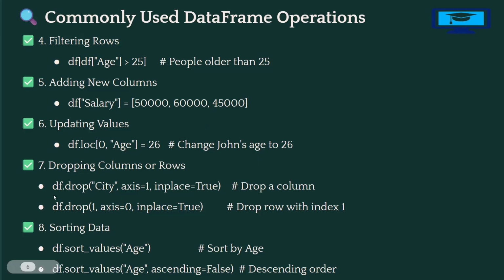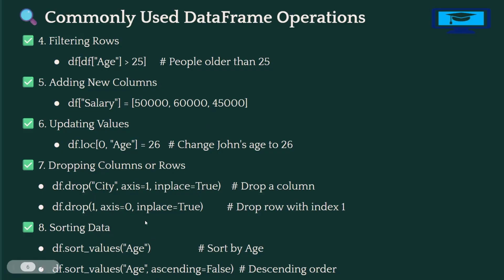Dropping columns or rows, df.drop. In that you have to mention which particular column you want to drop, and the axis, and inplace equals True. Basically this makes the drop happen. Now if you want to drop based on index, then pass the index number, so that particular row will be removed. And if you pass the column name, that particular column will be removed. That's how we do it.